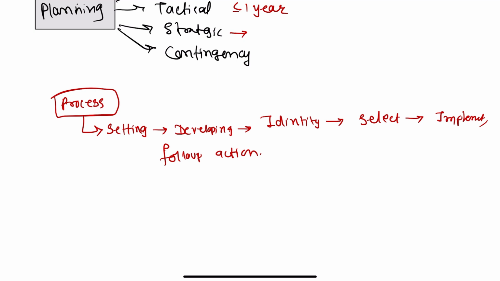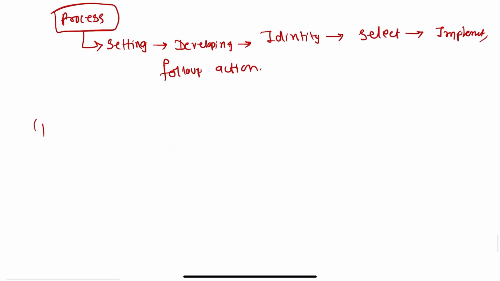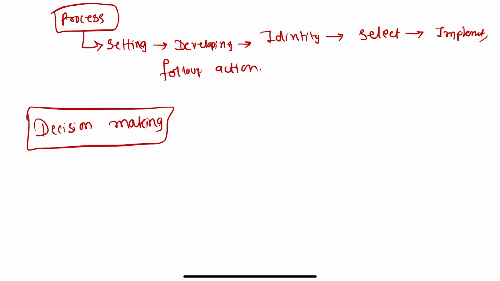Then let us look at decision making. Decision making is defined as the process by which different possible solutions or alternatives are identified and the most feasible solution or course of action is finalized. Okay.